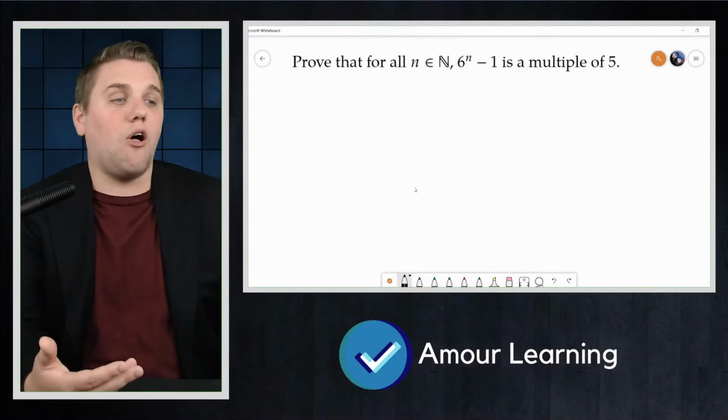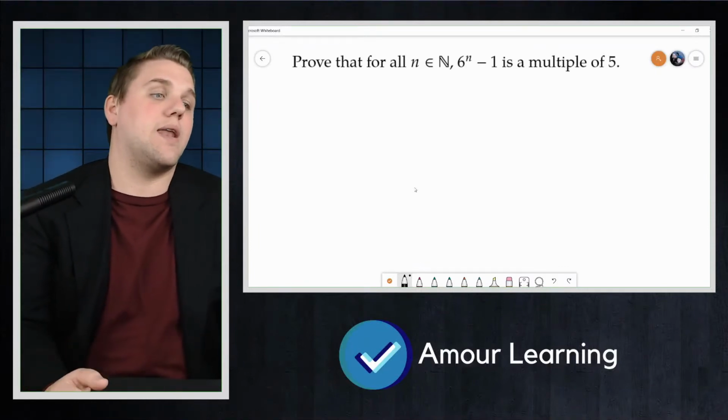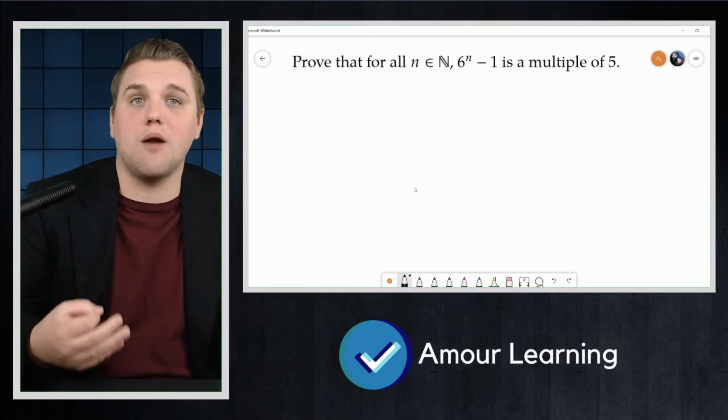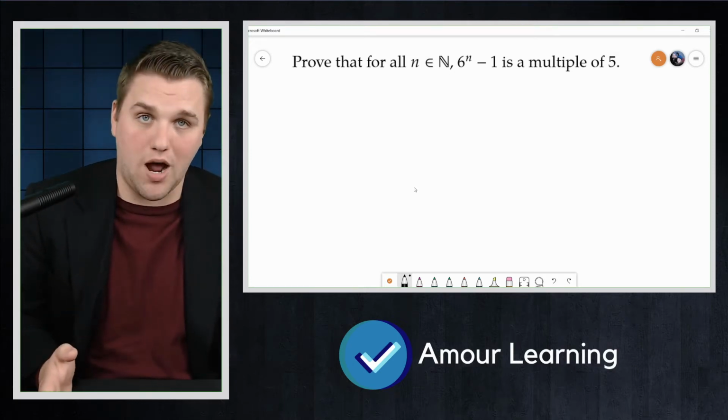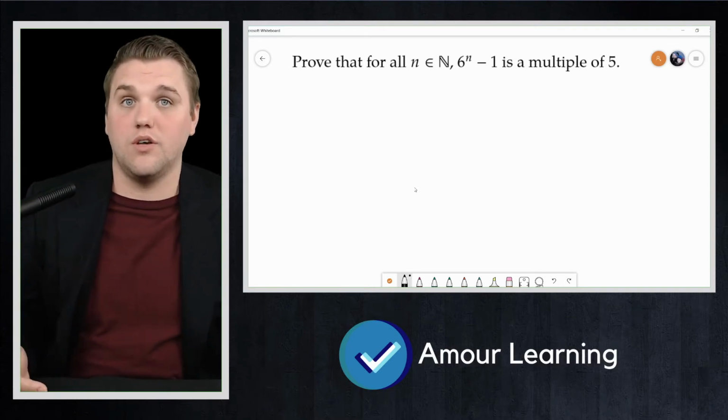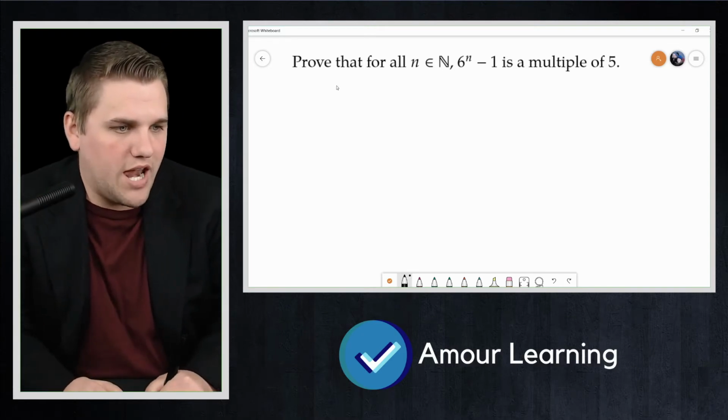Alright, let's dive into our example for this video. We're going to prove that for all n, a natural number, 6 to the n minus 1 is a multiple of 5. So again, we're going to start by understanding the dynamics of the problem. What does increasing n do? Let's try a few examples. Let's start with n equals 1.